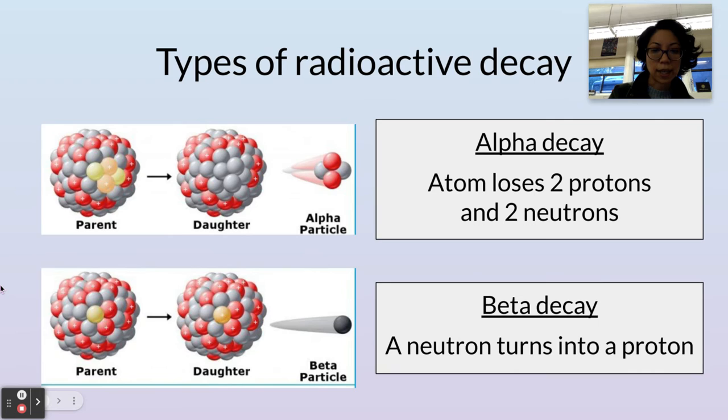During beta decay, one of the neutrons in the nucleus turns into a proton, so it actually gains a proton. So in this first example, alpha decay, it loses protons. In beta decay, it gets protons. And it also loses this thing called the beta particle. It's actually just an electron. You don't need to know that.